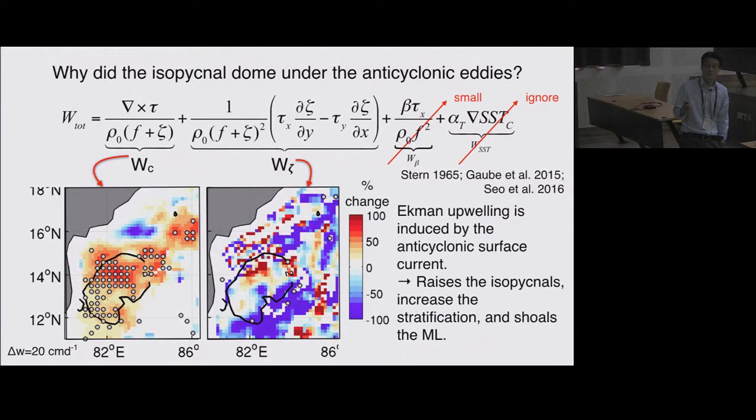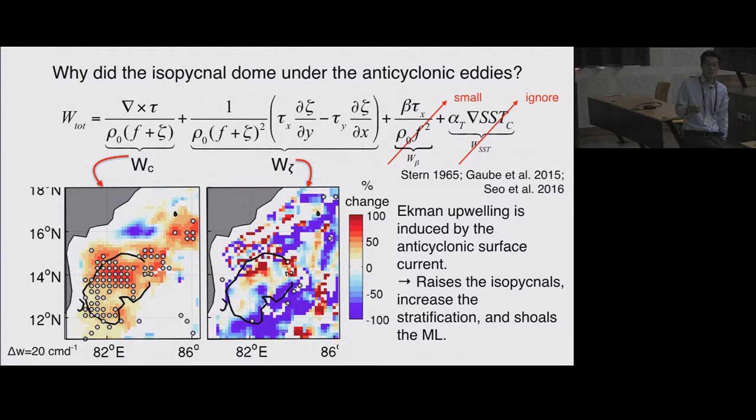The third term is small, it's a beta term. And the last term I ignore in this study. This is the SST contribution to Ekman pumping, which might be important, but I'm not considering it in this study. I'm comparing these two different terms, current-induced Ekman pumping and the vorticity gradient-induced Ekman pumping, and I'm showing you the change in this area.